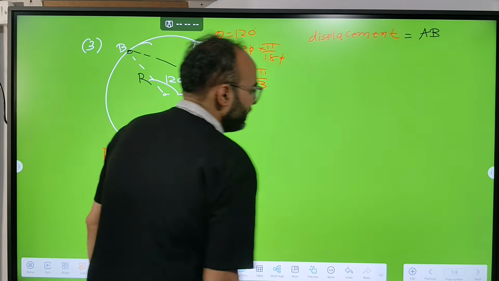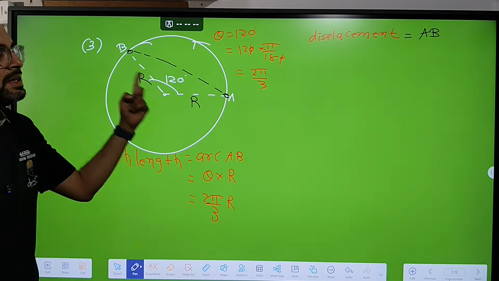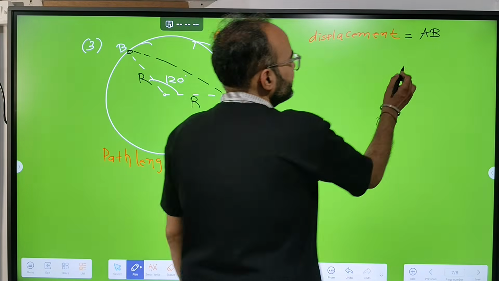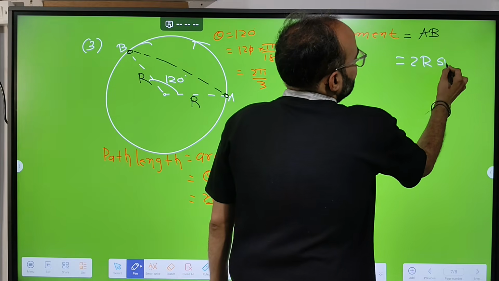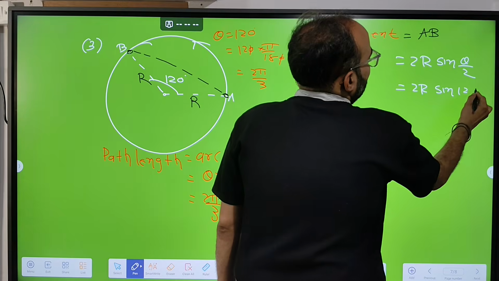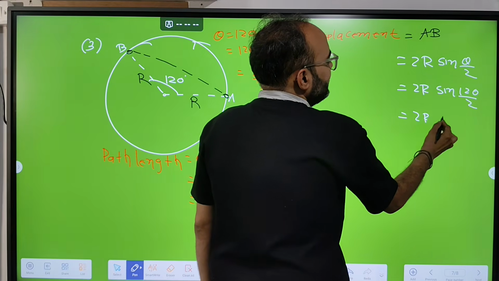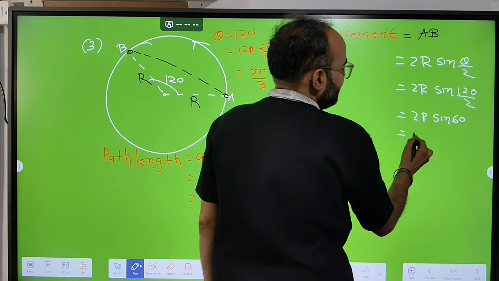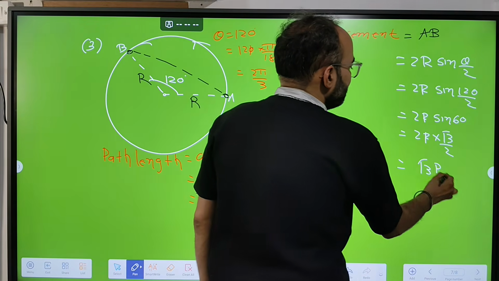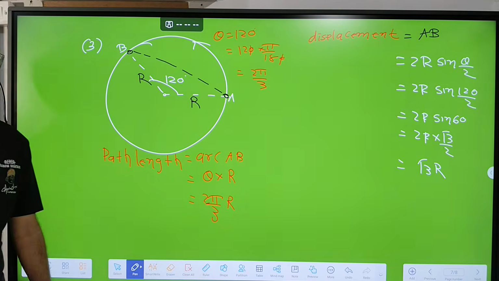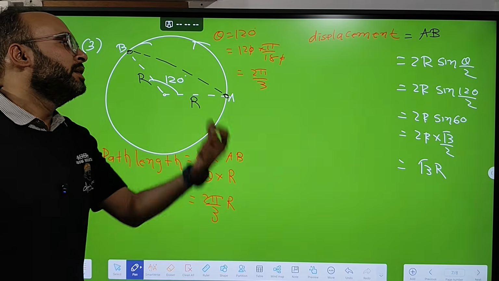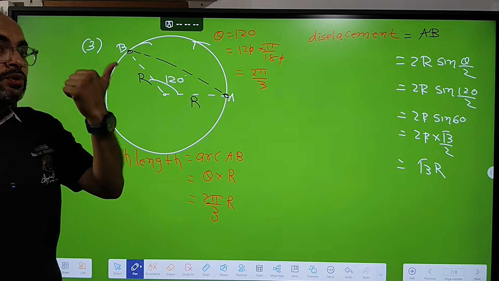And then our main question. Two sides same, R and R. What is the angle between them? 120. So what is the third side? 2R sine theta by 2. And what is theta? 120. 120 by 2 means 60. And what is sine 60? Root 3 by 2. 2 cancel. So what is our displacement? Root 3 r. Chalo, clear? So these three questions are very important, students. So we discussed one new shortcut also.